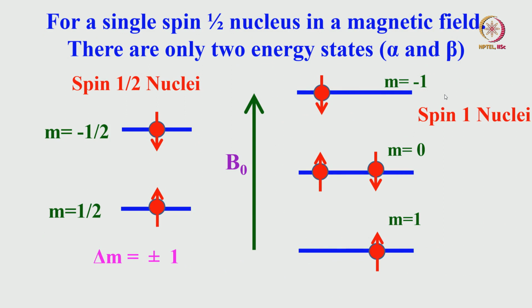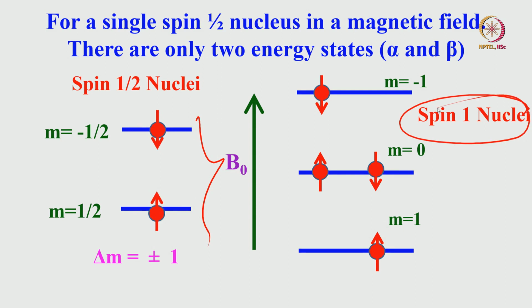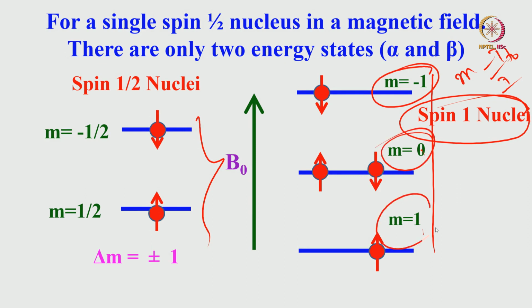Now I will consider the example of a single spin half nucleus in a magnetic field. Of course, as I already explained to you, there are only two possible spin states. This is the allowed transition. What happens for a nucleus with nuclear spin 1? For example, deuterium has spin 1. As I told you, for I equal to 1, m changes from minus I to plus I in steps of 1. So minus 1, 0 and plus 1, three possible spin states are there for spin 1 nuclei. This is m equal to minus 1, m equal to 0 and m equal to plus 1.